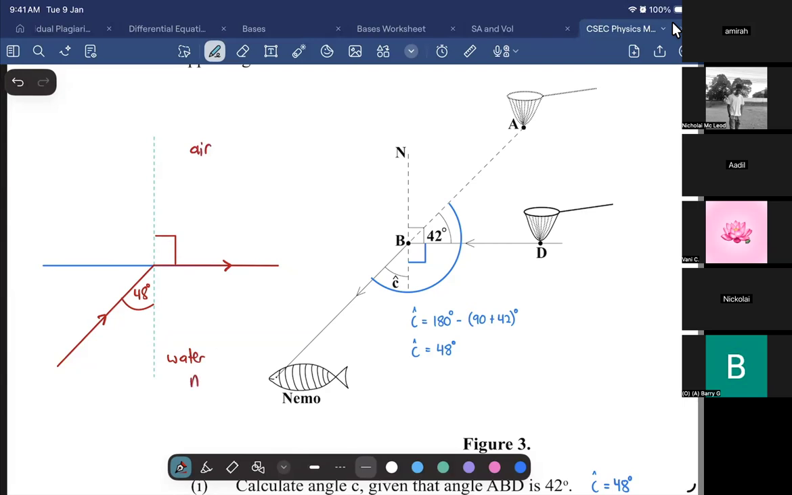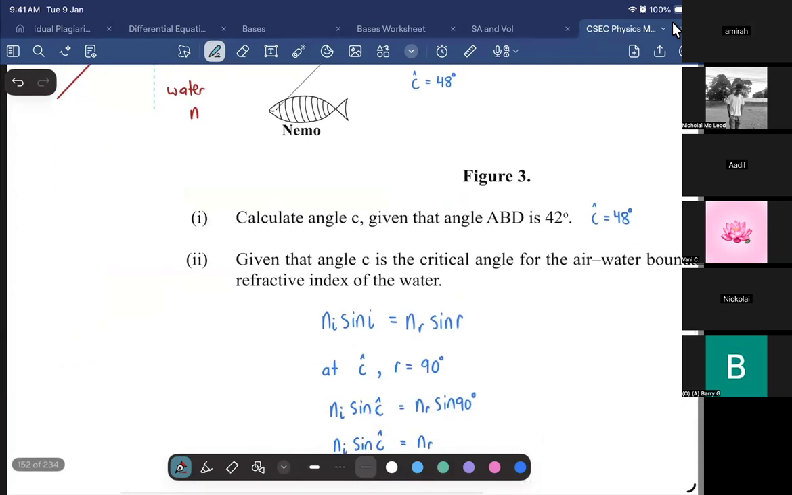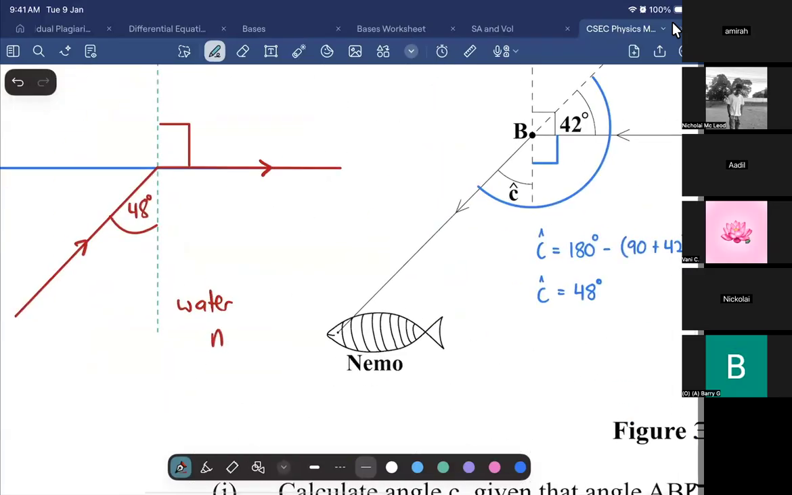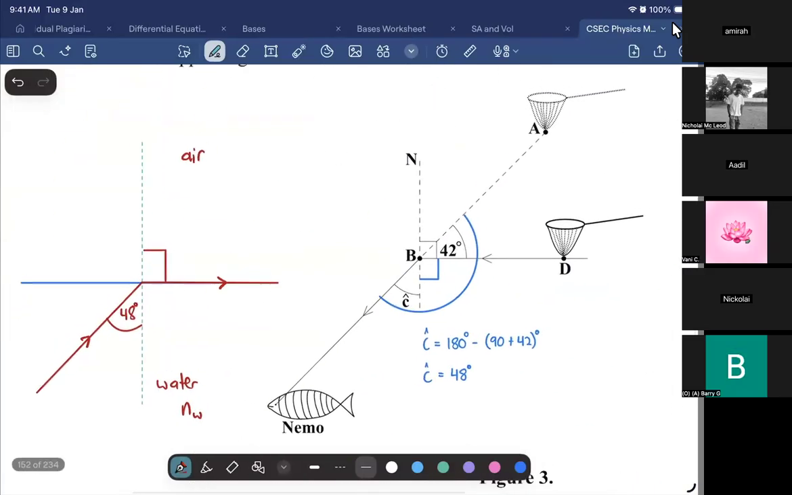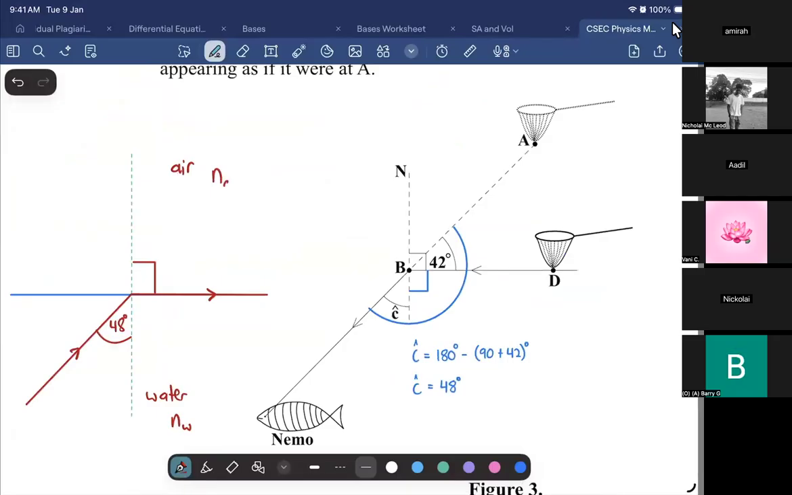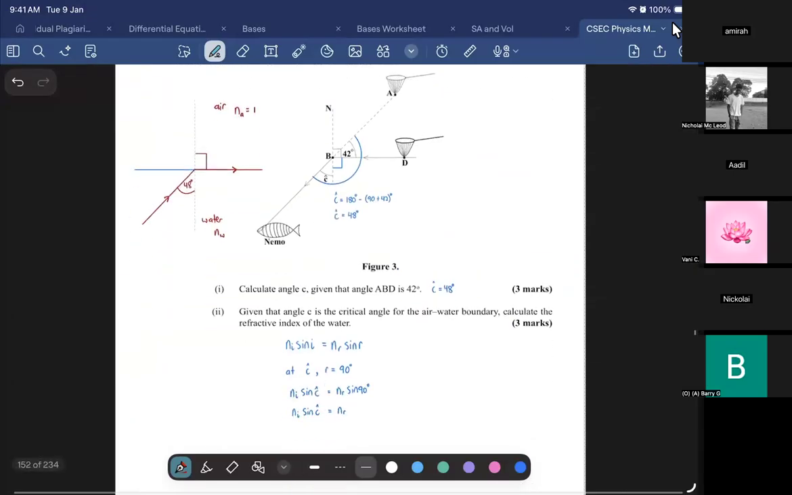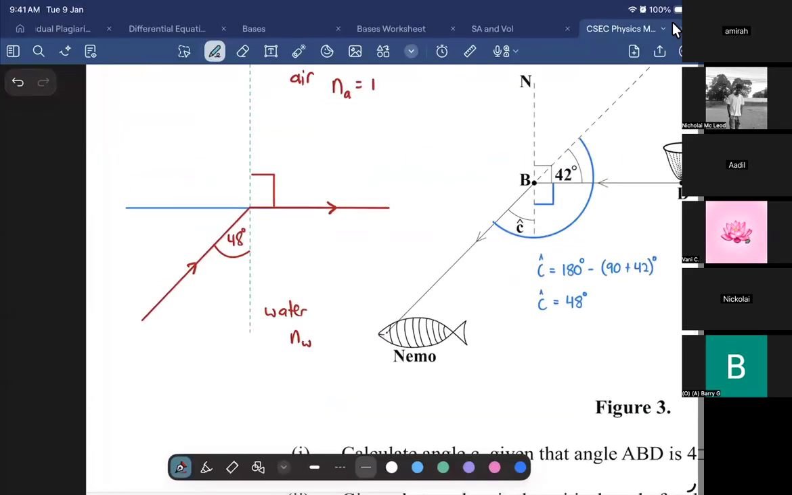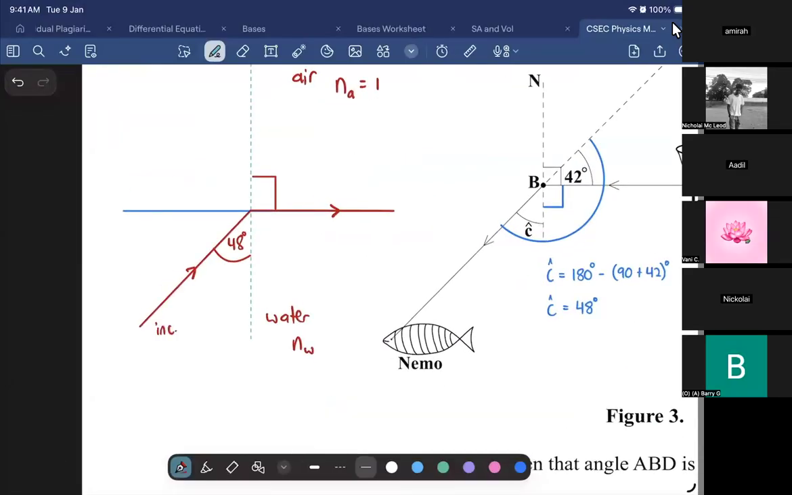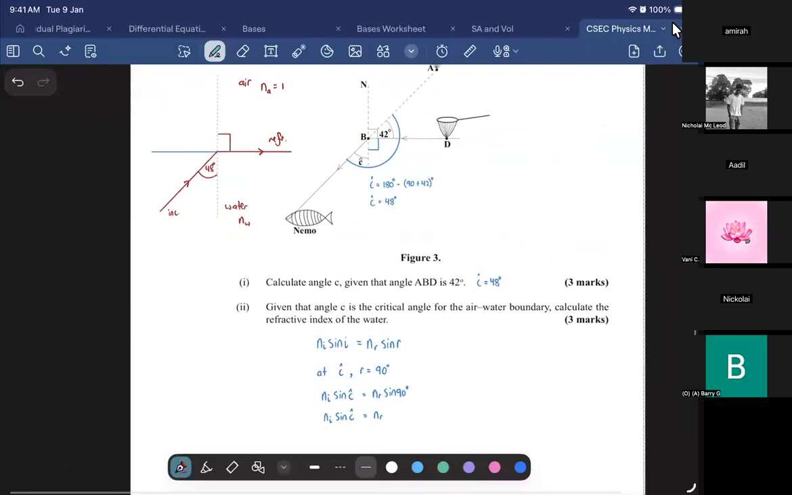What's the refractive index of water? Do we know? Nah, we don't know in this question. What's the refractive index of air? 1. Yeah, it's always 1. The refractive index of air is always 1. We could say that this is the incident ray and this is the refracted ray. So let me apply those concepts.